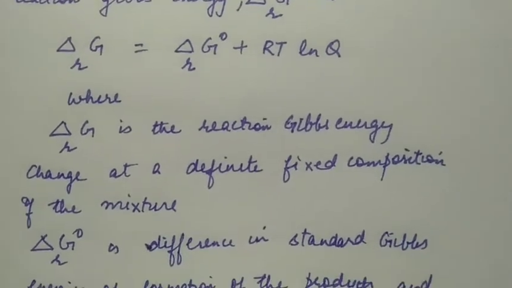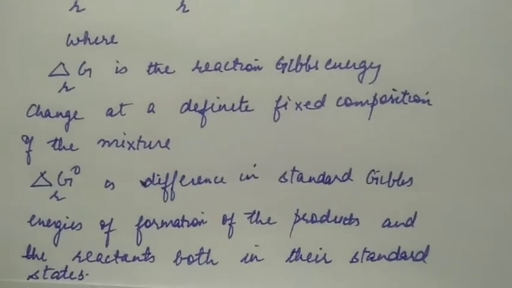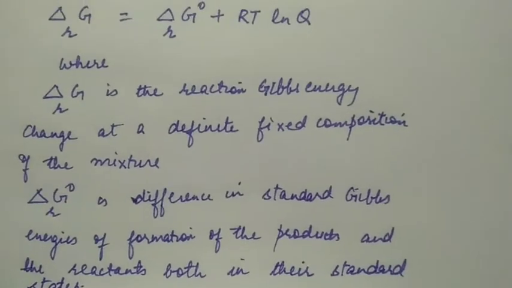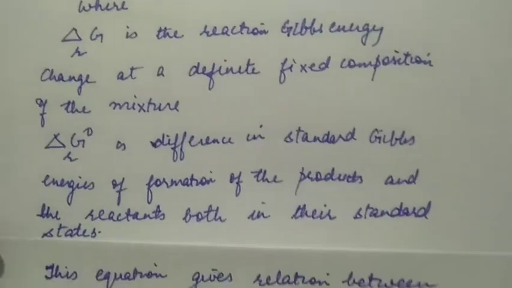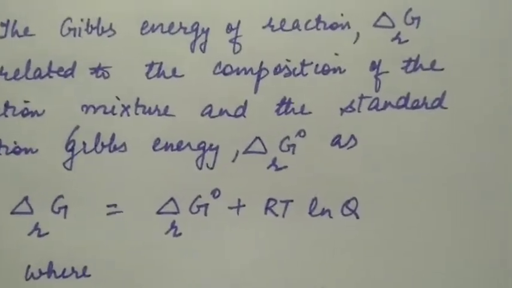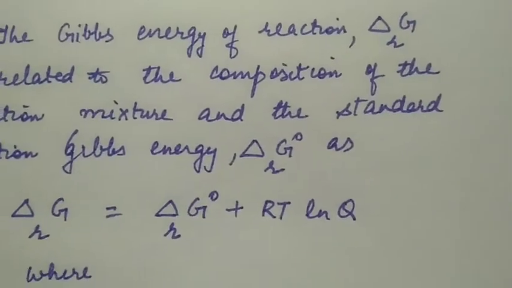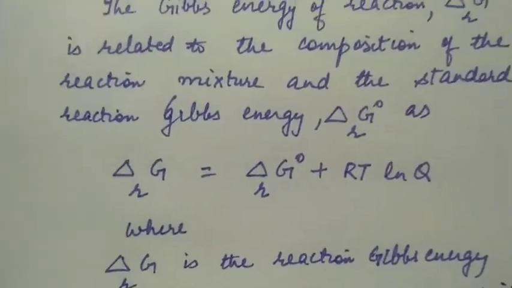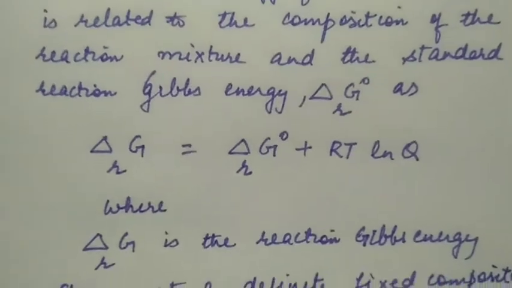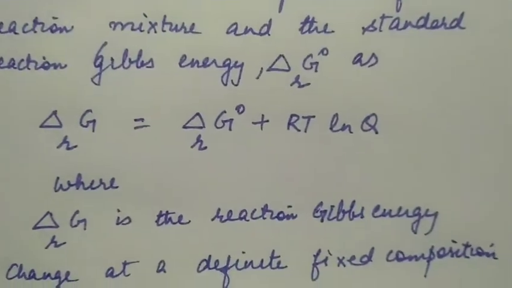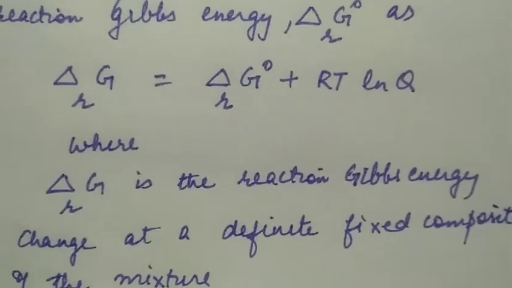Delta G naught R is the difference in standard Gibbs energies of formation of products and reactants, both in their standard states. Q is the reaction quotient, equal to the ratio of concentration of products to that of reactants at any concentration. And R is the gas constant having the value 8.314 joule per Kelvin per mole.